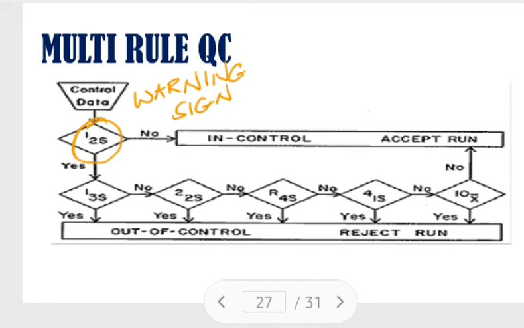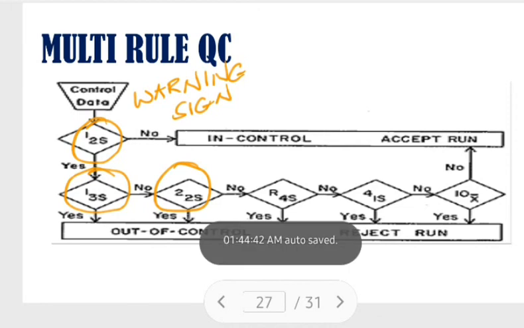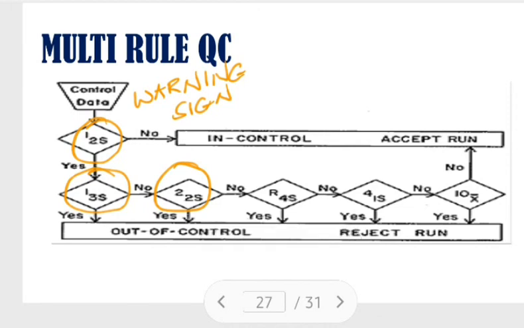Next, how to inspect other control points. First, stop if a single point exceeds a 3SD limit, or stop if two single points in a row exceed the 2SD limits. That is your 22S violation. Next, stop if one point in a group exceeds a positive 2SD limit and another exceeds a negative 2SD limit. That is your R4S violation.